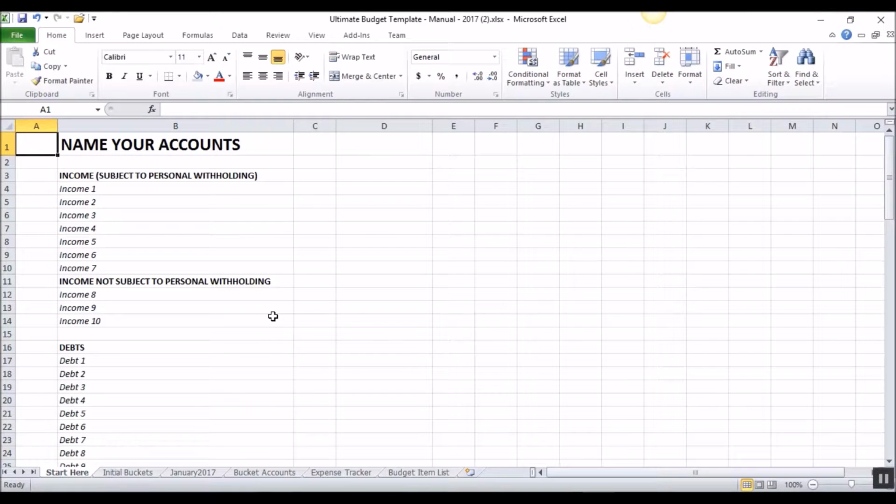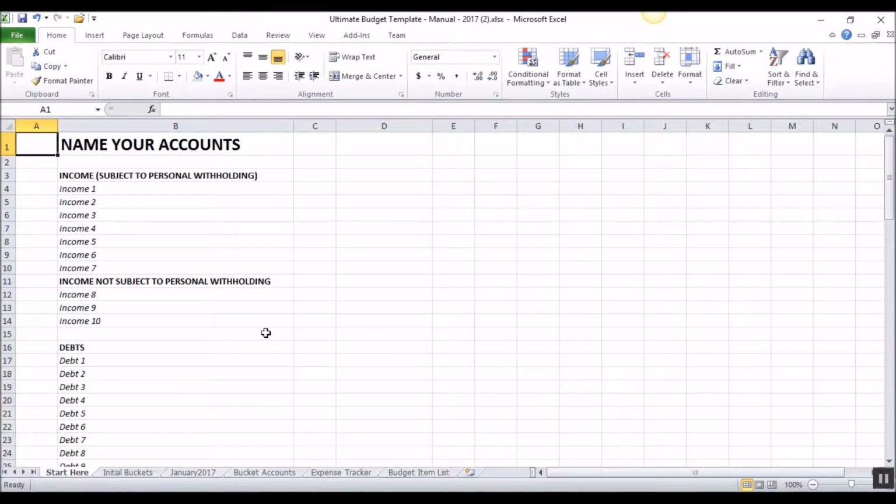And into the template we go. We are on the budget template. We're finally inside of it, and we're going to get to know exactly what we can do here on the Start Here tab. And this is the beginning of the budget template journey.